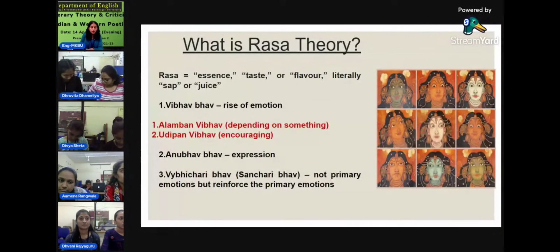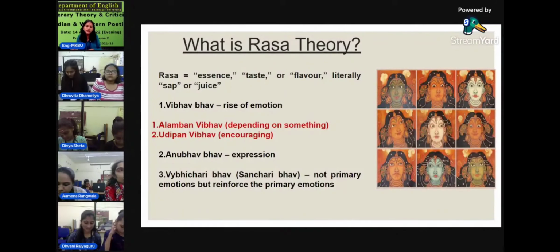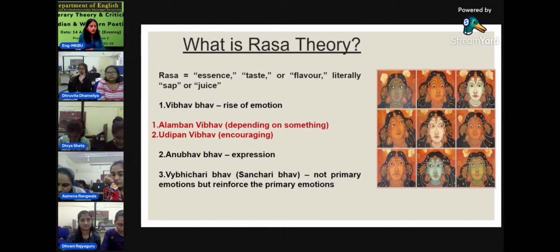So Bharat Muni has introduced this Rasa theory in his book Natya Shastra, and in the Natya Shastra there are 36 chapters and 6,000 shlokas, and Rasa theory and Bhava theory are introduced in the sixth or seventh chapters.